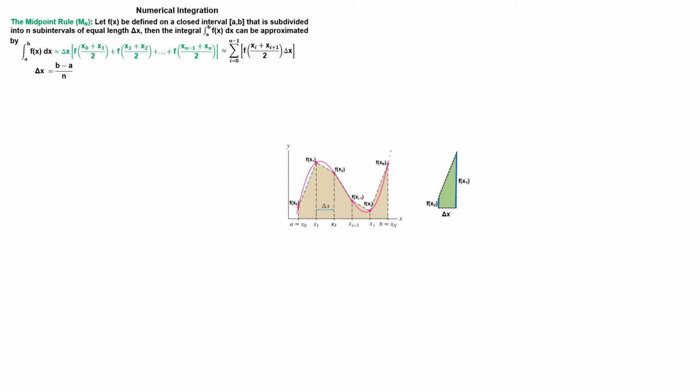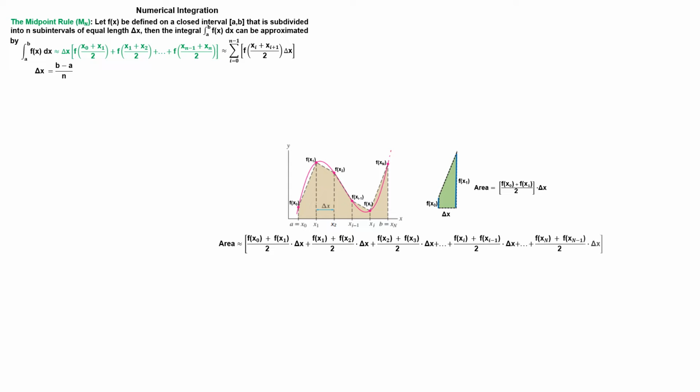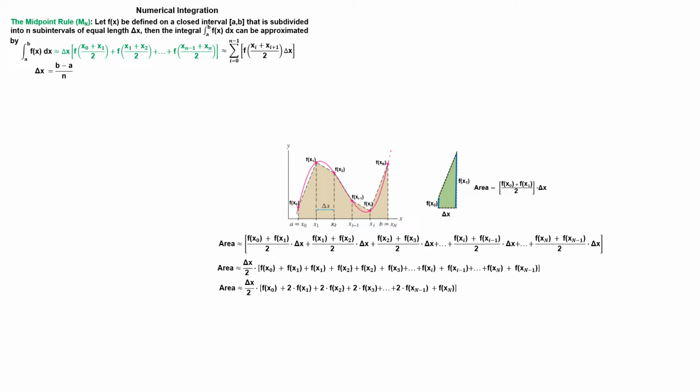The area of a trapezoid is 1/2 the height, here it's the width, times the sum of the length of the bases. Thus, the area of the first trapezoid can be given as follows. We find the total area by adding up the areas of all trapezoids. Factoring out the delta x over 2 and combining the pairs of overlapping terms everywhere, for x equals a and x equals b, we obtain the following approximation.